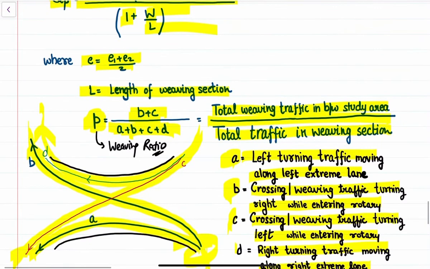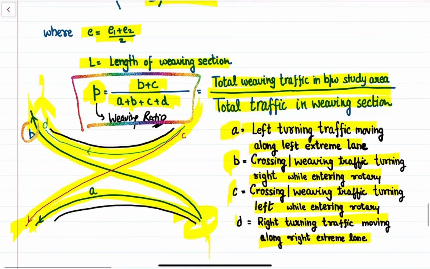So your weaving ratio will be B plus C divided by A plus B plus C plus D. That will be your weaving ratio. Alright, I hope it is clear to you all. Okay, if not, you can always ask, right?